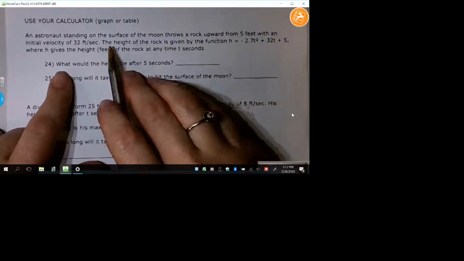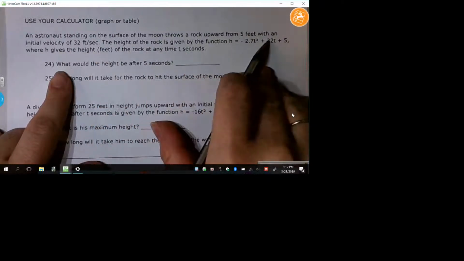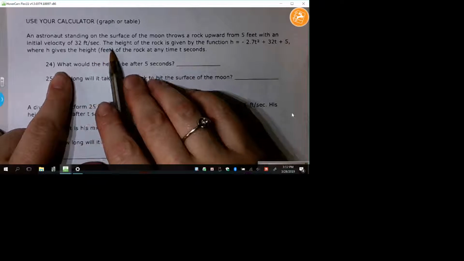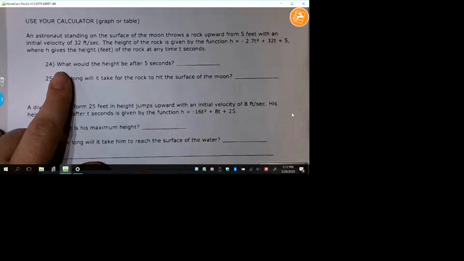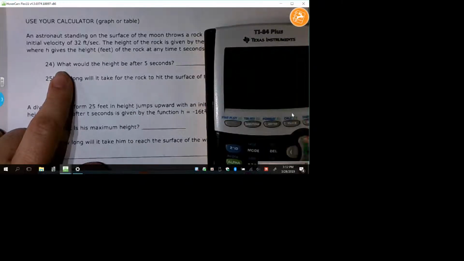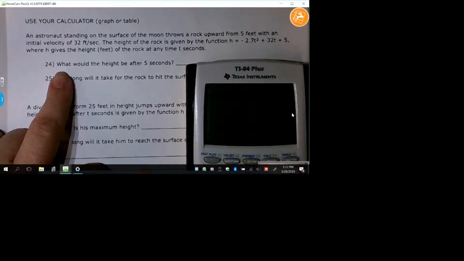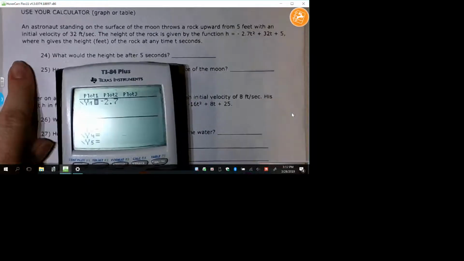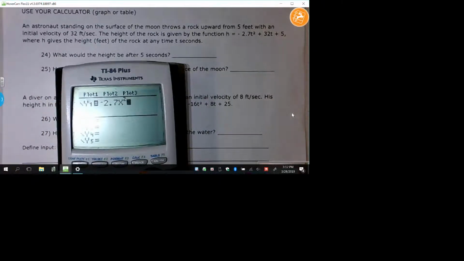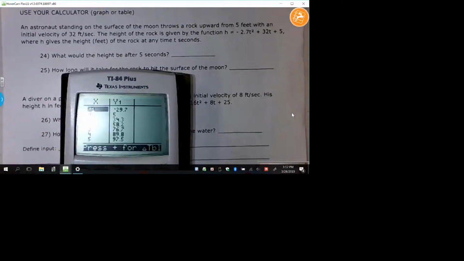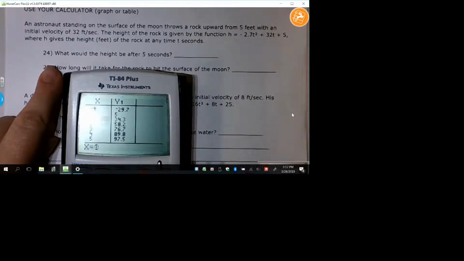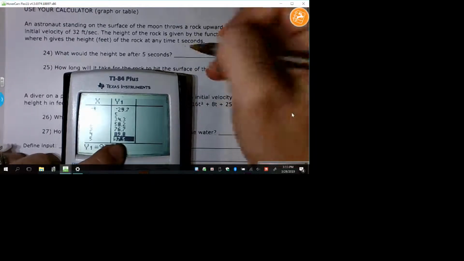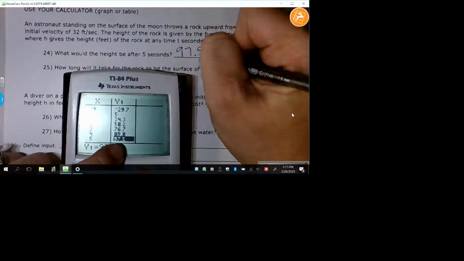An astronaut standing on the surface of the moon throws a rock upward from 5 feet with an initial velocity of 32 feet per second. The height of the rock is given by this function, where h is the height in feet of the rock at any time t seconds. So let's type this in: -2.7x squared plus 32x plus 5. What would be the height after 5 seconds? We can use a graph or the table. I like the table. 5 seconds would be a height of 97.5 feet.